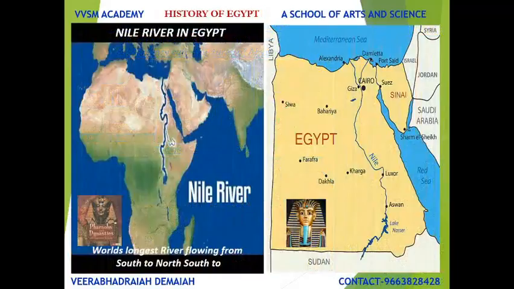Nile River in Egypt is very important. This Nile River has got its own importance in the history of Egypt. It is the one and only unique river, the longest river in the world on planet Earth. It flows from south to north and reaches finally the Mediterranean Sea, my dear friends.